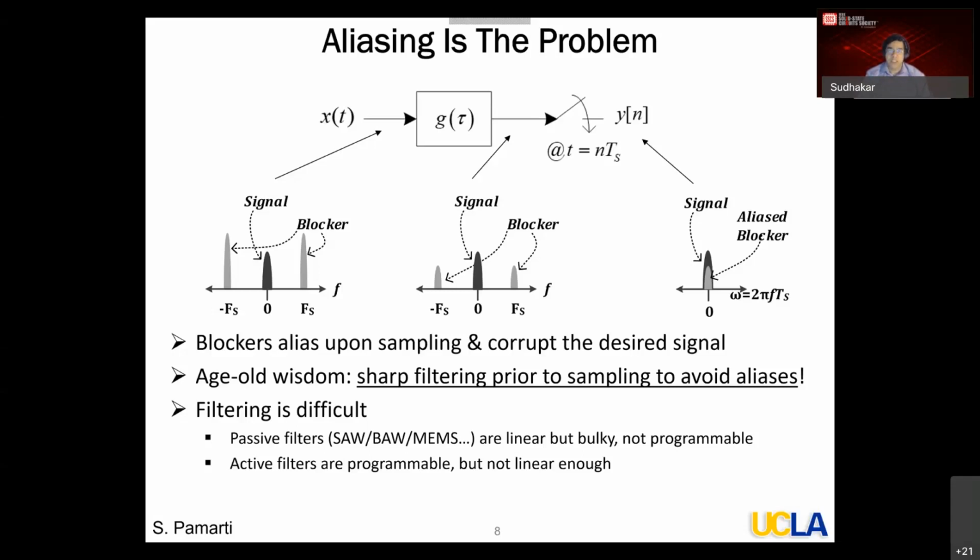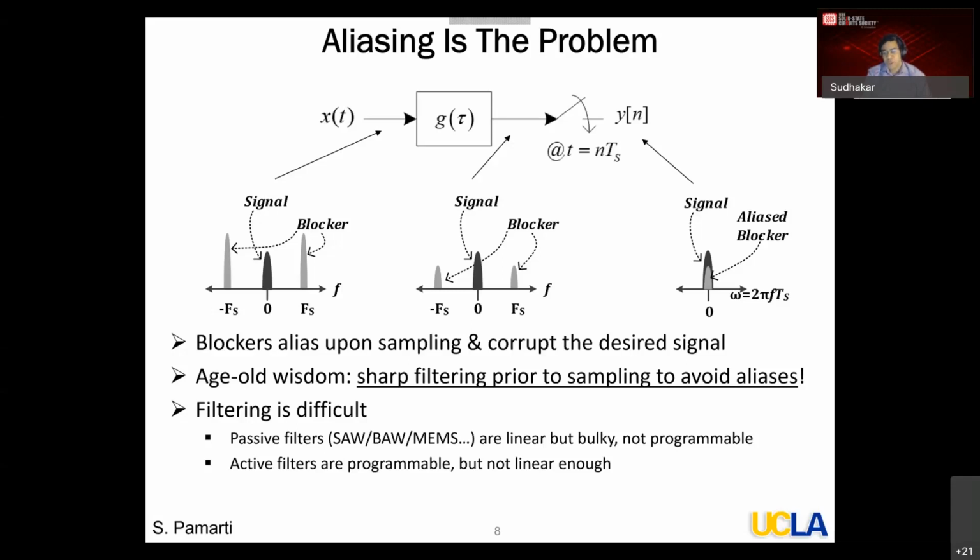There are very good filters. For example, passive filters like SAW, BAW, and MEMS, they are very linear. Problem is they're usually bulky and not very programmable. In the initial days, this was fine, but later on, when you had to deal with multiple bands of frequencies of operation and so on, programmability became a big problem. The typically accepted solution is to have several banks of these filters, each one taking care of a different frequency band. That usually leads to a lot of area, a lot of cost, bill of materials cost, and so on.